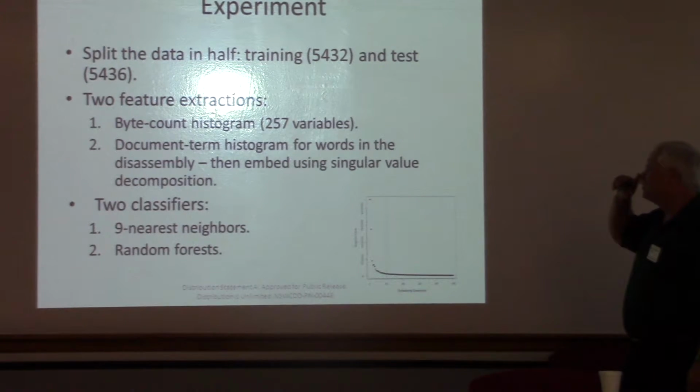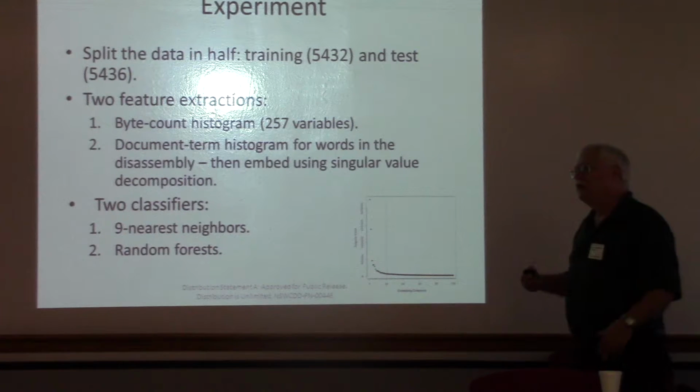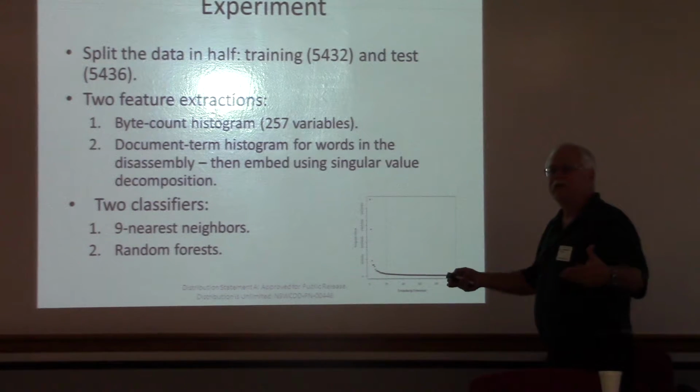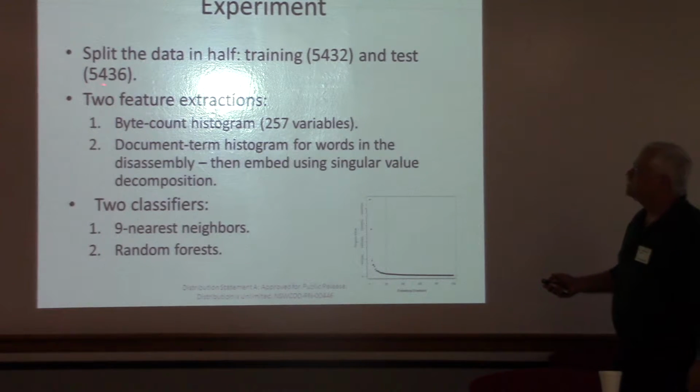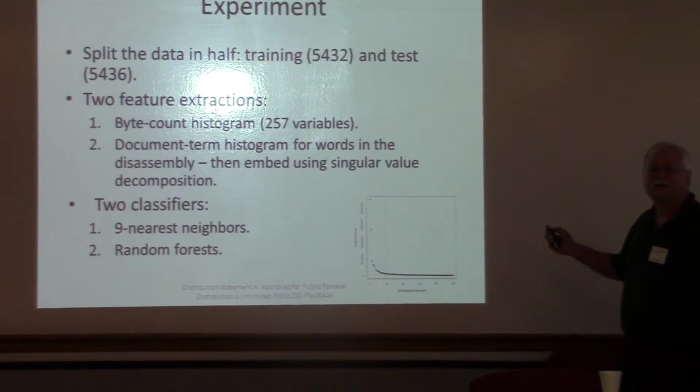So here's my experiment. I split the data in half, training set and test set, and I split it so that each class basically got half in each group. And then I did 2 feature extractions. The first one is a byte count histogram, 257 variables. Now those of you, you're all computer scientists, right? 1 byte, 257, there's something wrong here.